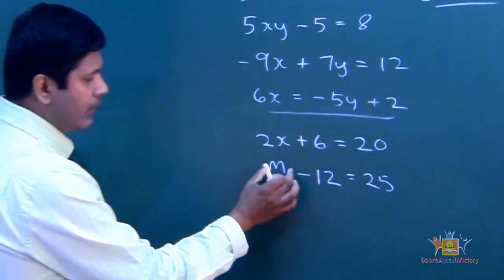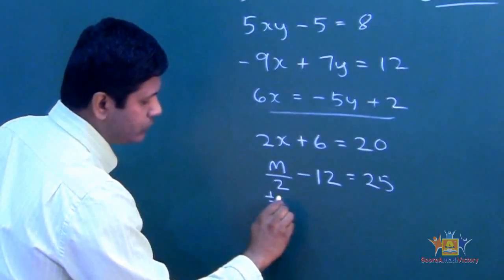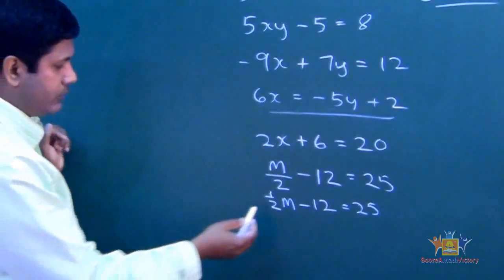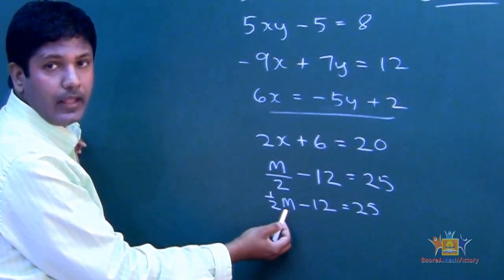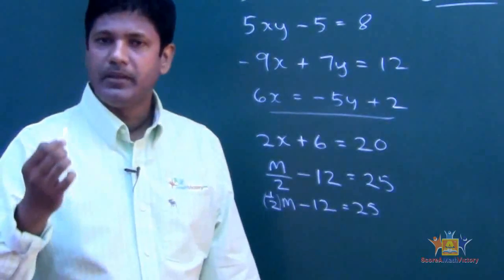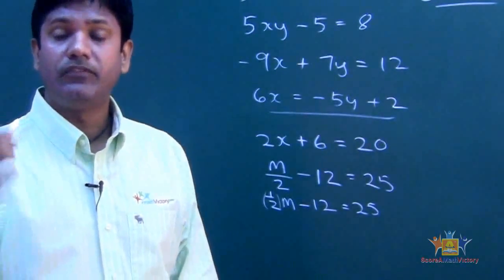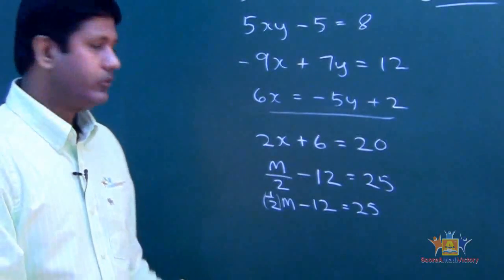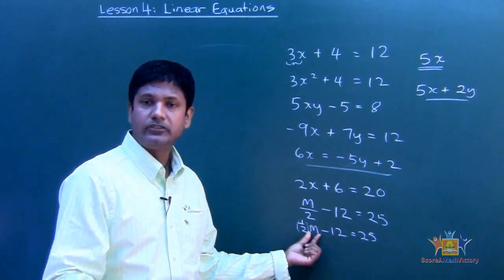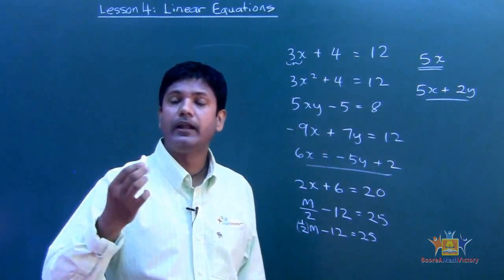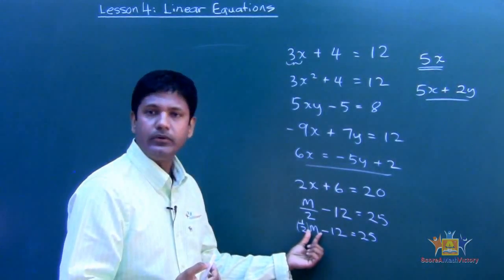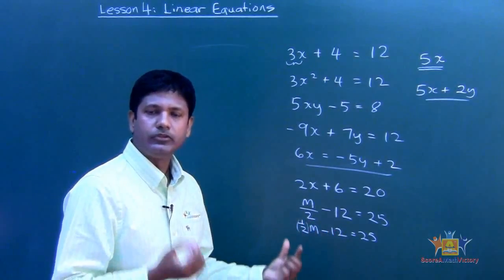Okay, now this can also be written as 1 over 2 m minus 12 equals 25. See that? Because you're halving the m. Now this is a coefficient right there. The coefficient for this one unknown can be a number, positive or negative, a fraction or even a decimal. So it doesn't matter what the coefficient is number-wise. It's the unknown that has to be 1 in order to qualify as a linear equation. A linear equation has to have one unknown, and each term should have one unknown.